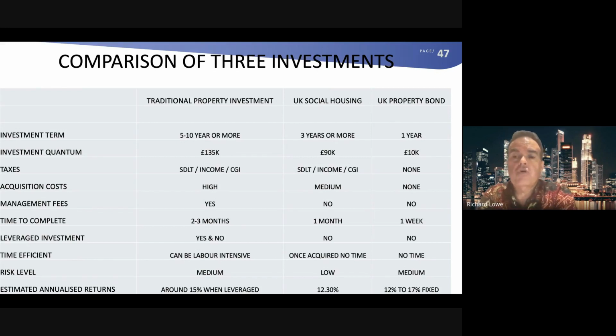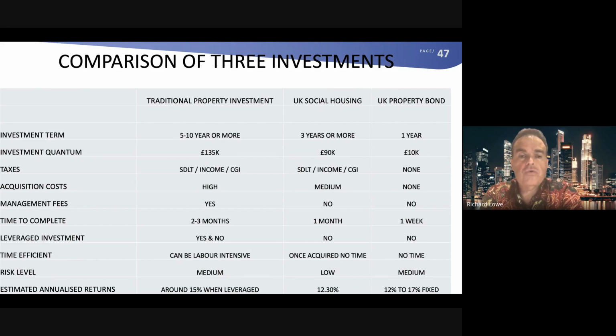And the property bond is just a 1-year time frame. And so I've defined that as a short-term investment. The investment quantum, for the traditional property investment, if you're looking to get a mortgage as a foreign investor buying into the UK property market, you really need to be looking at a purchase price of at least 135,000, as most banks won't entertain a mortgage for anything less than that. Obviously, you could buy in cash as well. UK social housing entry level, as we've seen, is £90,000, and for the UK property bond at just £10,000.